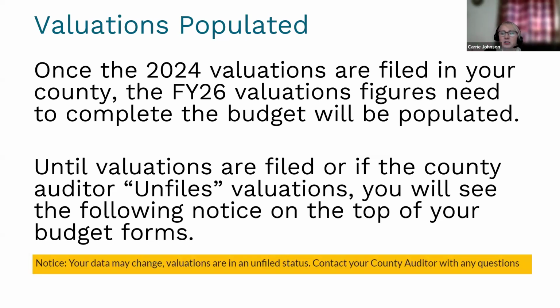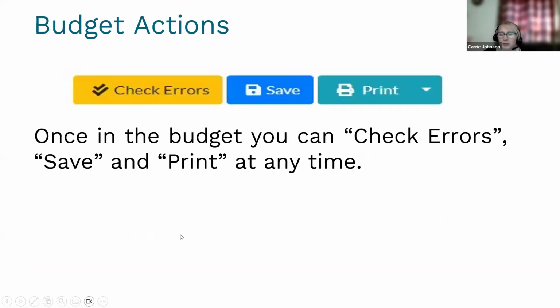If you are in a situation where you need to update your values, you're going to unfile, make your changes. And during the time that you're in unfiled status, everybody's budget will have this notice at the top, just so everybody knows that the values might change. And then you'd file again and it would update. File your values again and it would update.